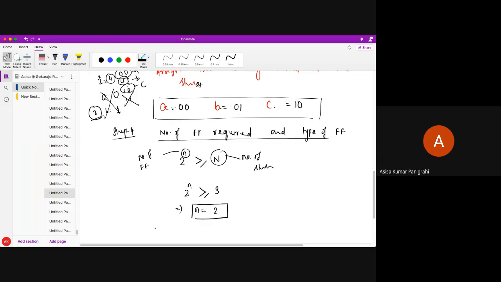Okay, do you all understand now? n equals 2. So from this we come to know that the number of flip flops required to design this particular sequential logic circuit is 2. Now what type of flip flop? You can take any type of flip flop, your wish. I have already done the D flip flop, so now I can take the T flip flop. So I require two T flip flops to design this particular sequential circuit. Understand now?